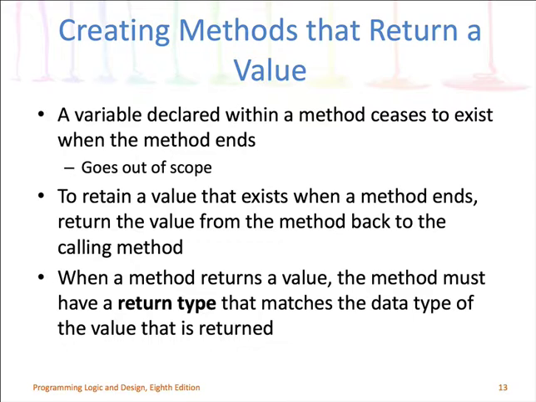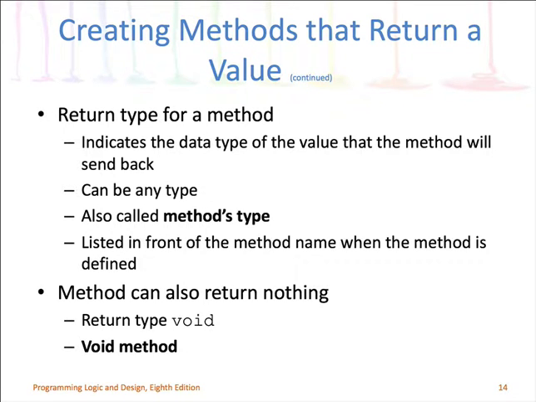If we want to keep that value, there are several different ways to do it, but what they're saying is we need to pass whatever value we need back via a return statement to the main program. And when we do that, the return type we declare for the method, that is the type of data it's going to return, needs to match up with the program's variable type as well. So the return type specifies the data type, and it is listed in front of the method name.